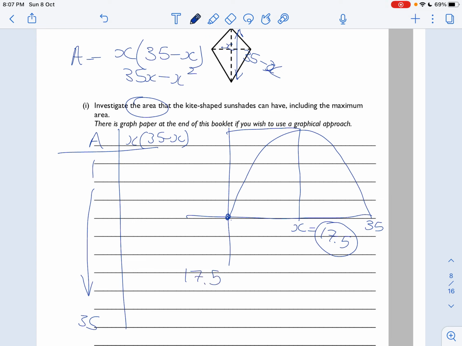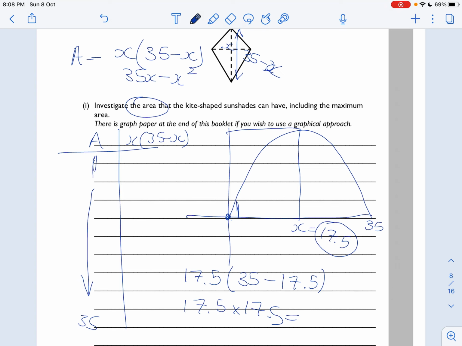Okay, and if you put 17.5 into that, it ends up being 17.5 times 17.5, which is something or other. I haven't got my calculator here. So 17.5 times 17.5, get a calculator. So that's what the maximum there is. So that's investigating the area, including the maximum area.